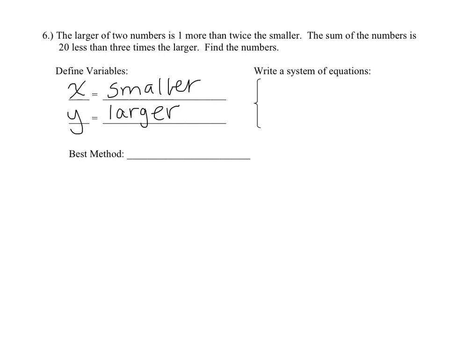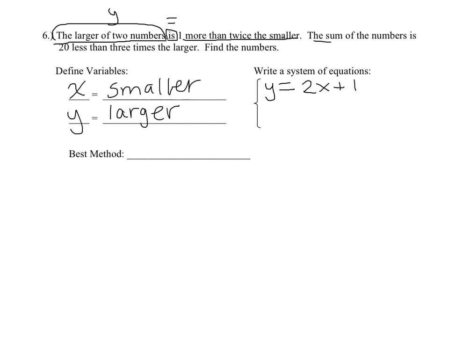So now, let's take the first sentence. A lot of you have trouble with these sentences. The larger of 2 numbers is. The word is where that equal sign goes. 1 more than twice the smaller. So the larger of 2 numbers is what you're going to write first. Well, which one is the larger? Oh, that's y. So I have y is. So that's where I put y is equal to 1 more than twice the smaller. Well, that would be 2x plus 1. 1 more than twice the smaller. That's your first equation.